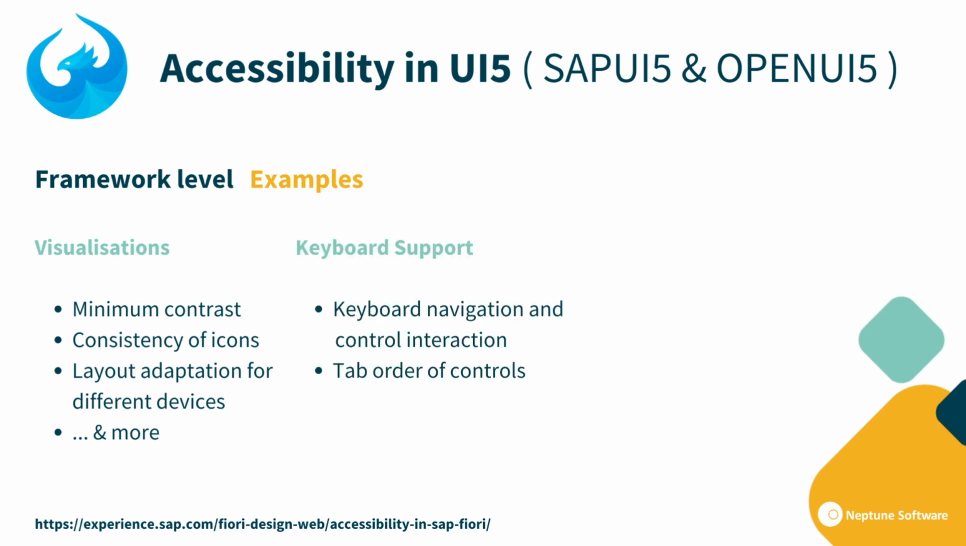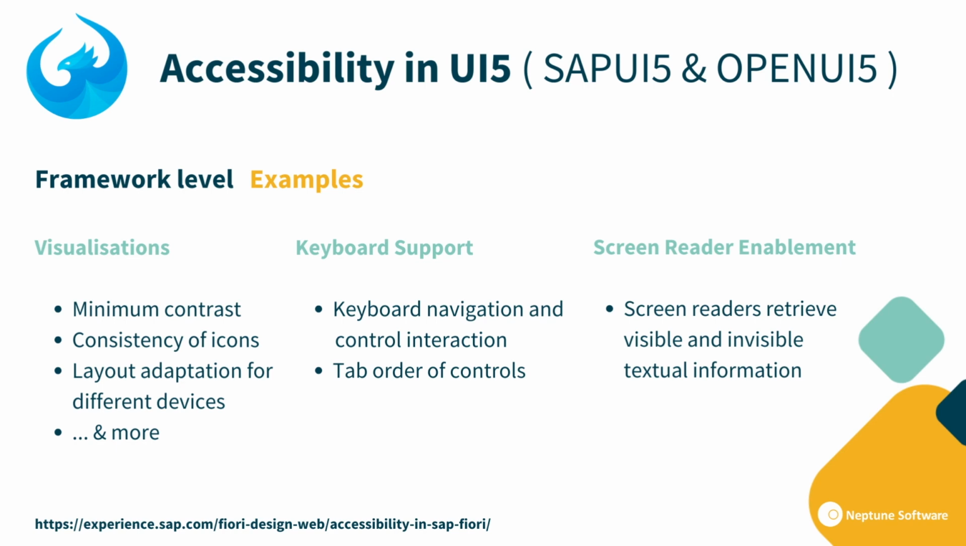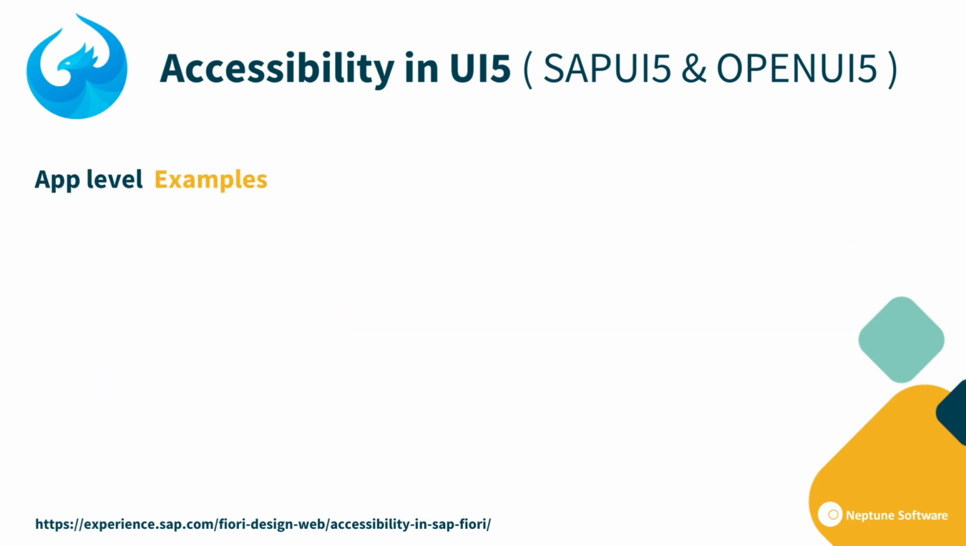For keyboard support, we have keyboard navigation and control interaction. All standard UI elements and controls are designed to be keyboard enabled. And we have tab order controls. According to the placement of the controls on the screen, SAP UI5 supports keyboard navigation with a predefined tab order sequence. We also have the screen reader enablement, where screen readers can retrieve visible and invisible textual information.